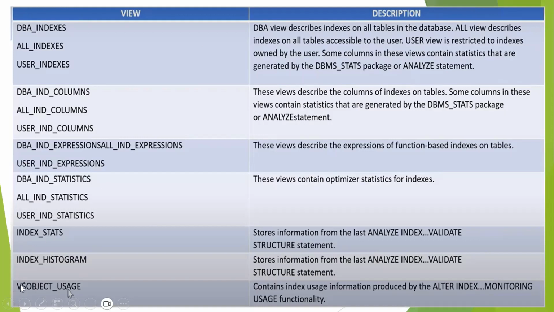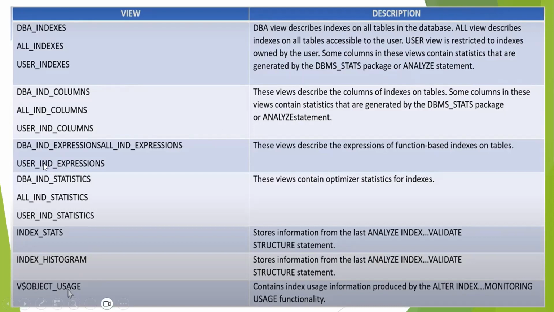Some columns in these views contain statistics that are generated by the DBMS_STATS package or the ANALYZE statement. Now you can see here, we use this V$OBJECT_USAGE view, which contains the index usage information produced by the ALTER INDEX monitoring usage functionality. Similarly, more views are available, like DBA_IND_COLUMNS, ALL_IND_COLUMNS and USER_IND_COLUMNS. These views describe the columns of the indexes on tables.